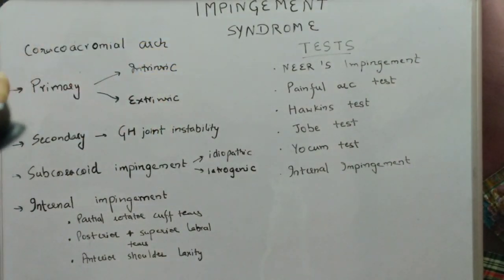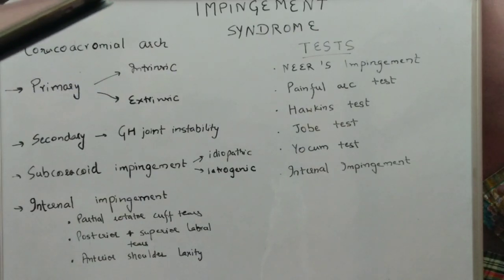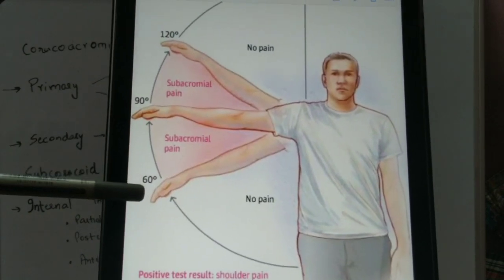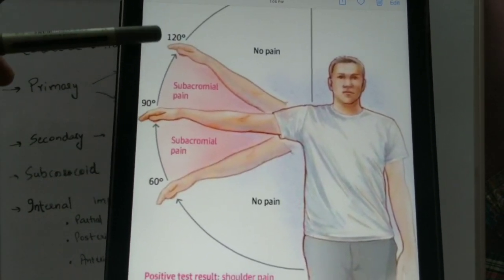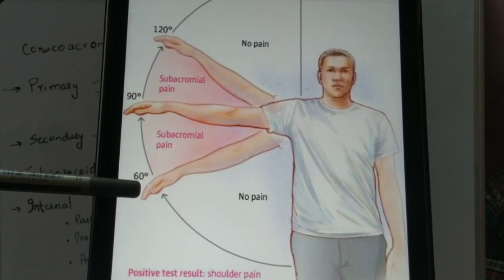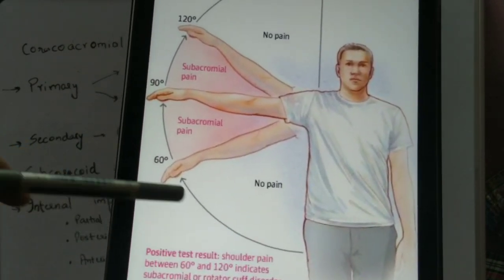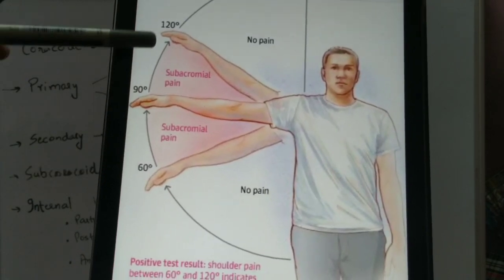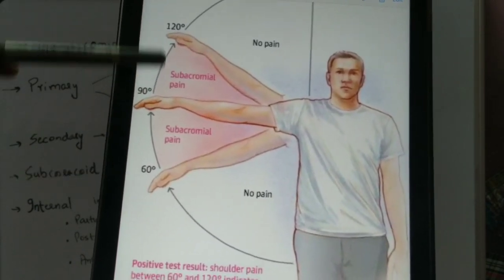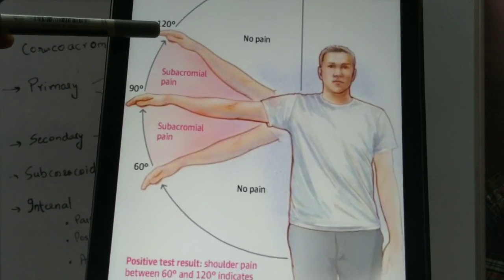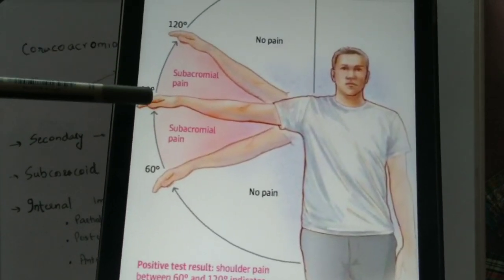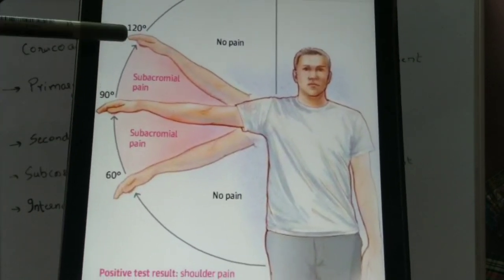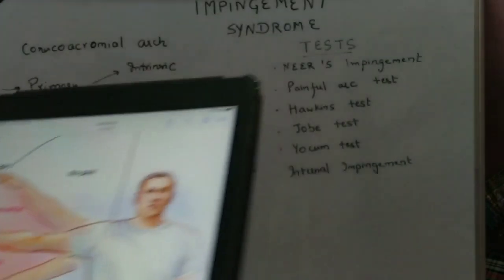Second is the painful arc test. In the painful arc test, we tell the patient to go for the abduction. The patient will feel pain in the 60 to 120 degrees of the abduction. In the first 60 degrees there will be no pain, and then on further progressing for the abduction there will be pain from 60 to 120 degrees, and finally there will be no pain beyond 120 degrees. This is because of the impingement in the subacromial region during the 60 to 120 degrees of the abduction.